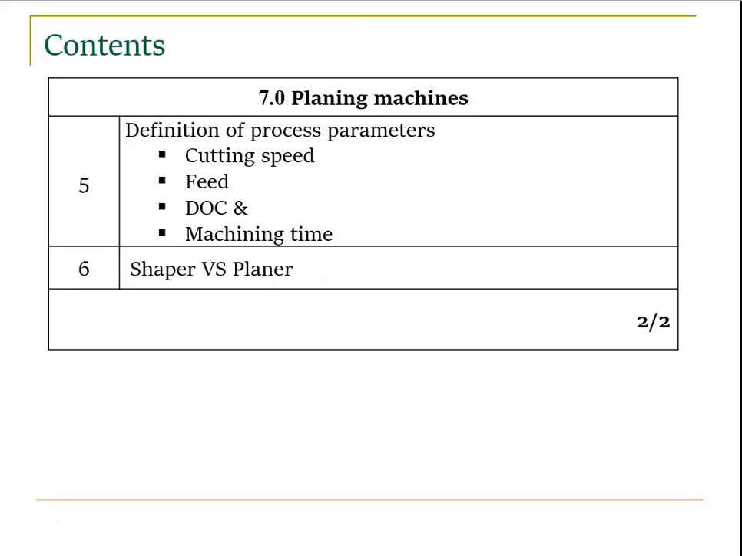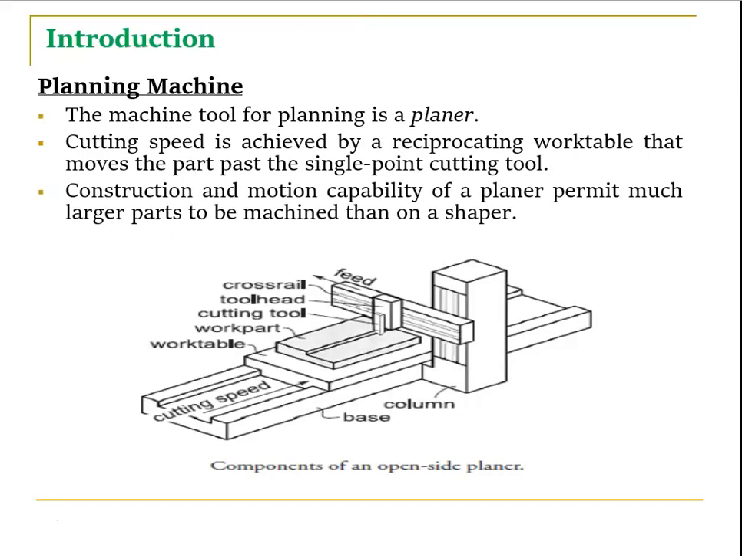The shaper and the planer: most of the content is similar to the shaping machine, so we will see the differences. The machine tool for planing is a planer. Cutting speed is achieved by reciprocating the table that moves the part past a single point. The main difference is that in shaping the workpiece is stationary and the tool has the reciprocating motion, whereas in planing the table reciprocates.